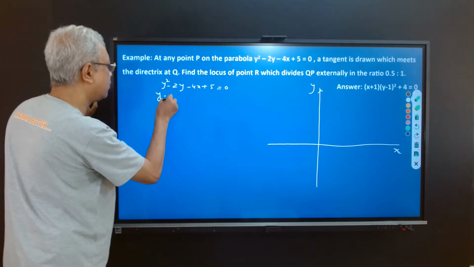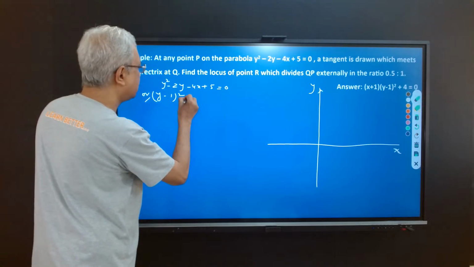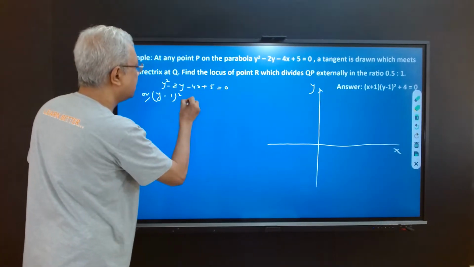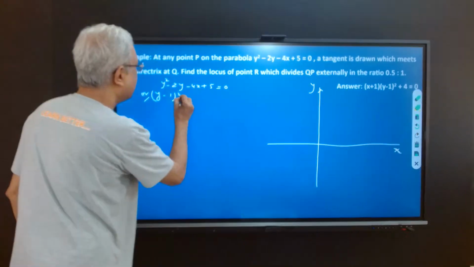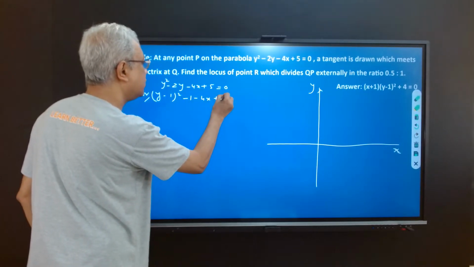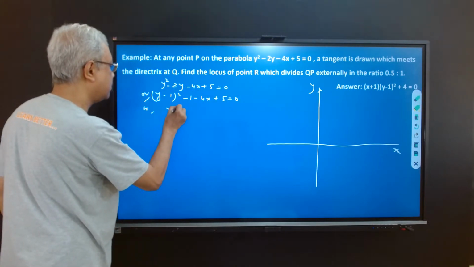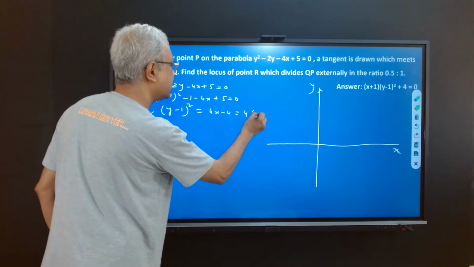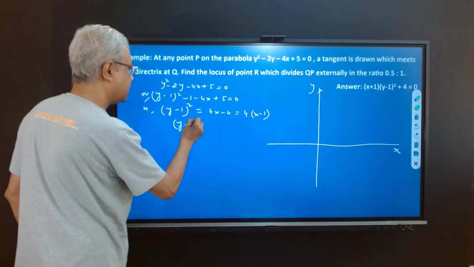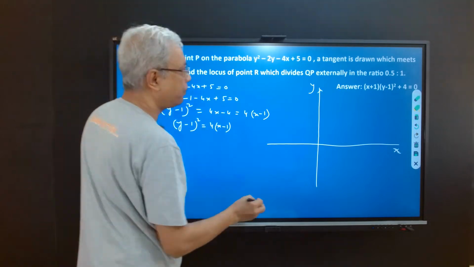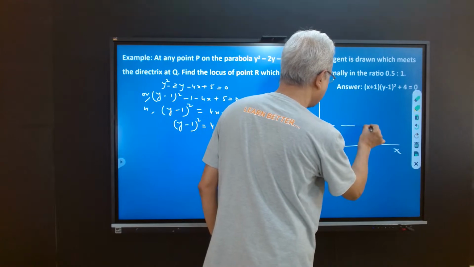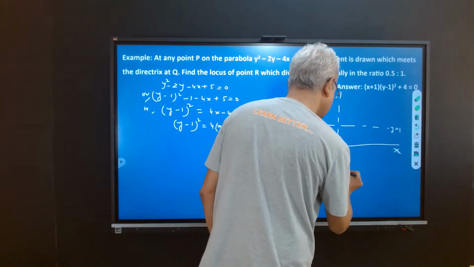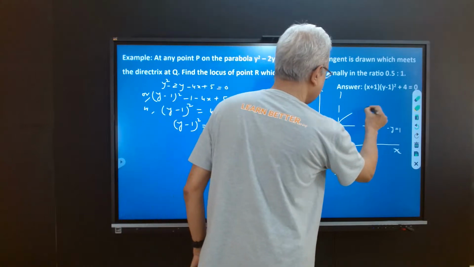So it is y minus 1 whole square, minus 4x plus 5 equal to 0, or y minus 1 whole square is equal to 4x minus 4, that is 4 times x minus 1. So y minus 1 whole square is equal to 4 times x minus 1. So the parabola looks like this: this is the y equal to 1 line and this is the x equal to 1 line, and the vertex of the parabola is here.